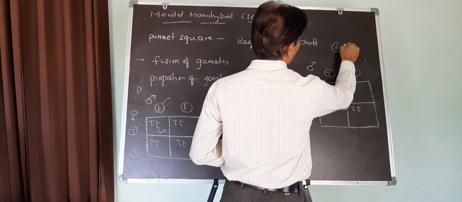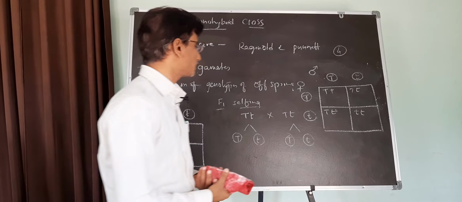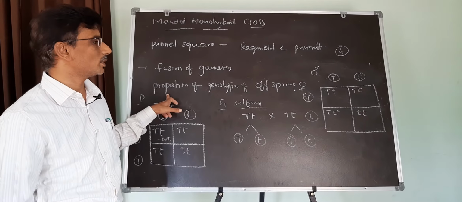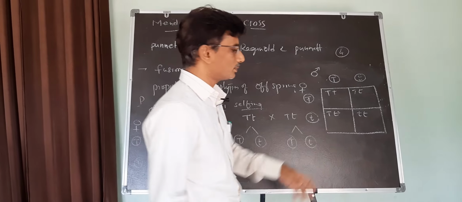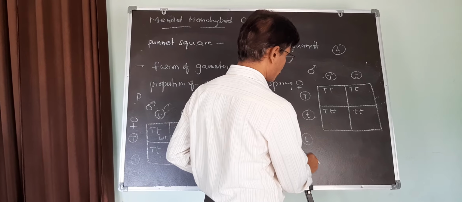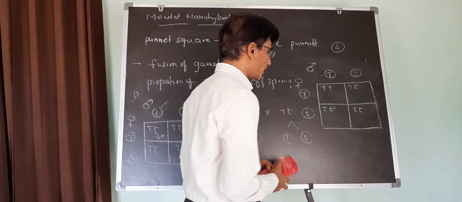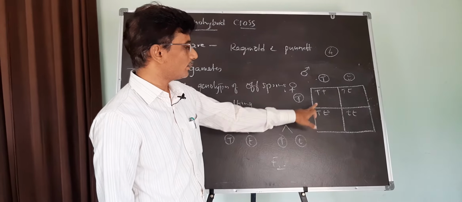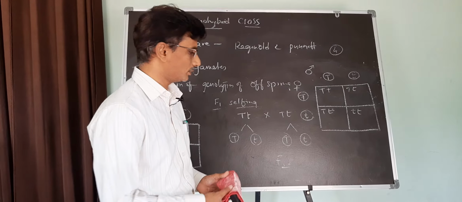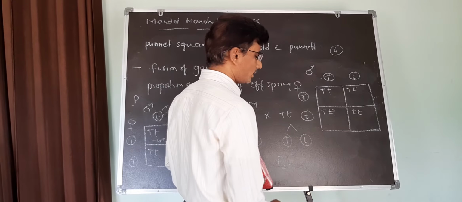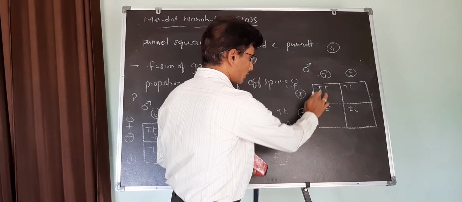Fusion of the gametes, 4 types. The plants, how many types? The genotypes, the proportion of the genotypes of the offsprings, that means F2. On how many types? The most important in F2, you will observe 3 different types of genotypes. What are the 3 different types of genotypes?